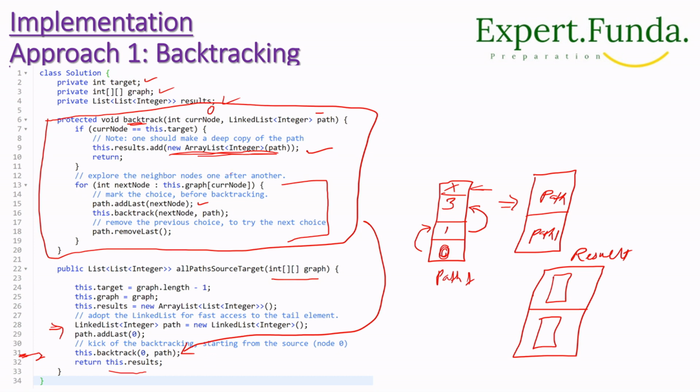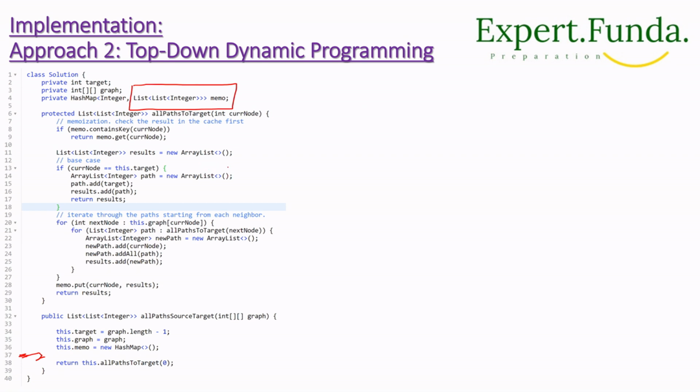And that's all. Now we come to dynamic programming, DP, in which we will take a memo as temporary storage. We'll store all the results here. We'll take memo here, and then we'll call our main function, in which we will pass the target. This function will initialize the target, graph, and the memo. Memo we have initialized as a hash map. And then we will pass the first node to allPathsToTarget, which is our function.